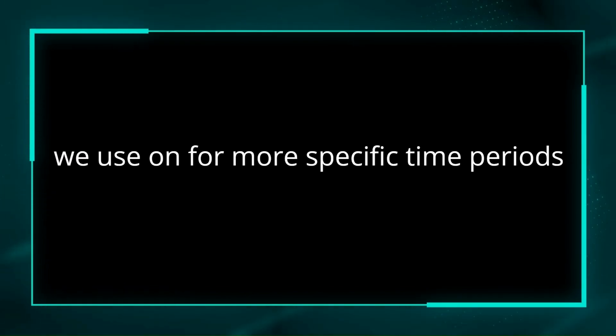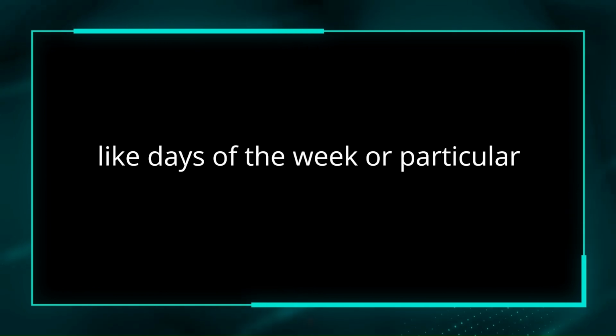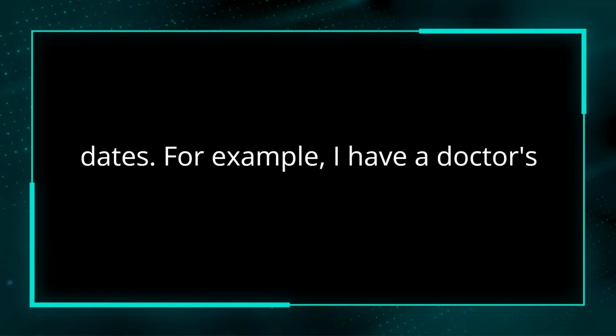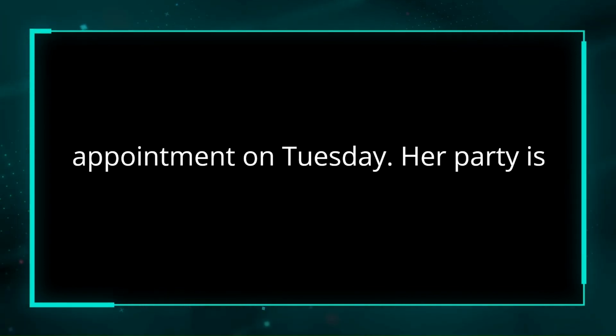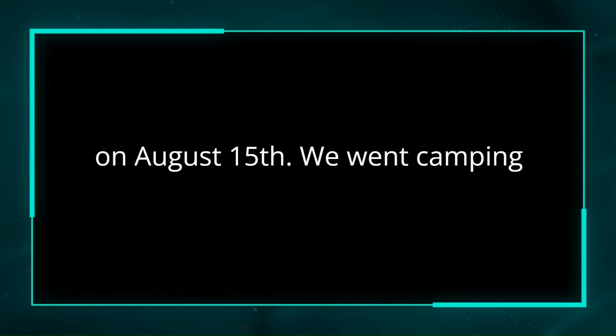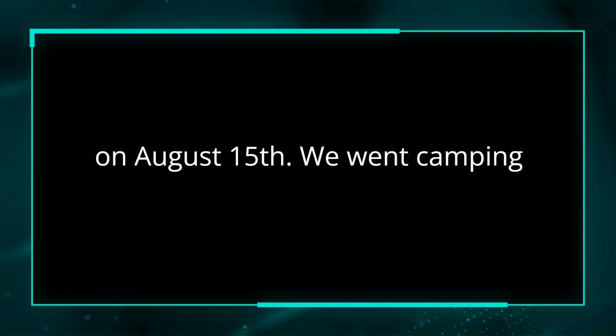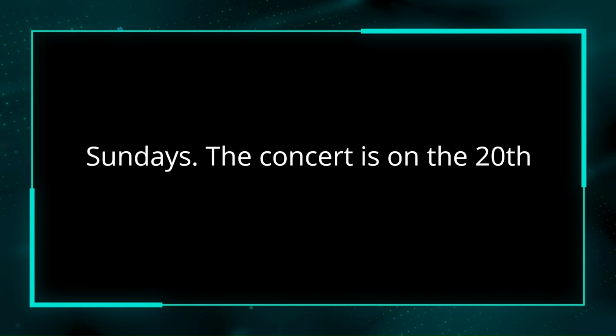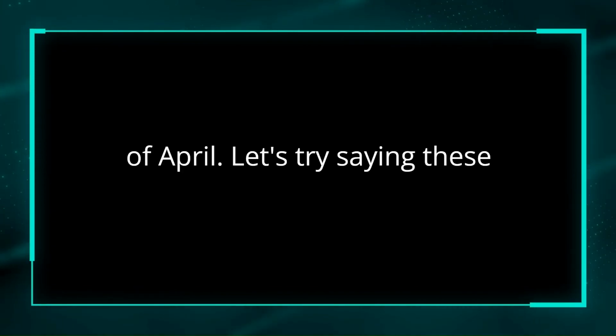On, more specific days and dates. Next, we use on for more specific time periods, like days of the week or particular dates. For example, I have a doctor's appointment on Tuesday. Her party is on August 15th. We went camping on Labor Day. They always visit on Sundays. The concert is on the 20th of April.